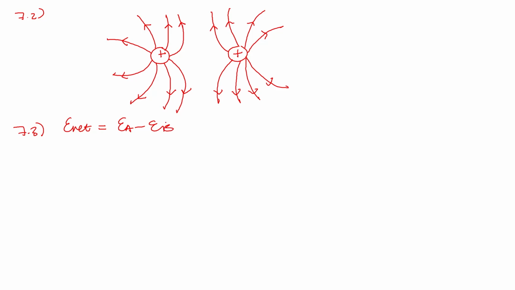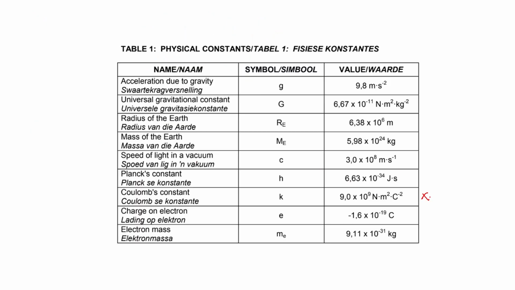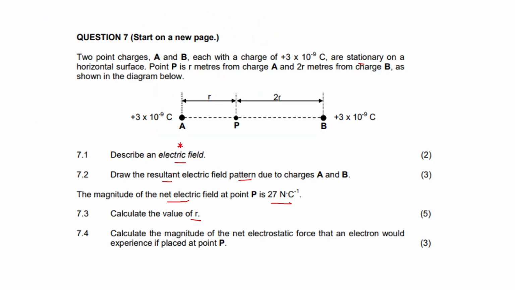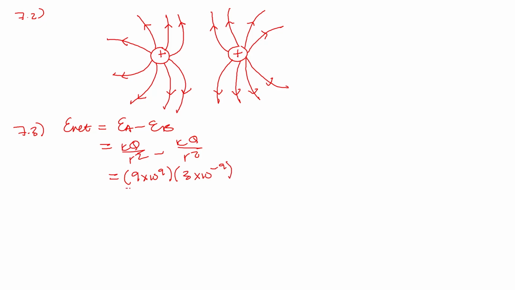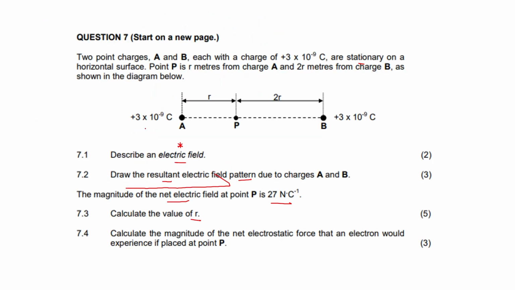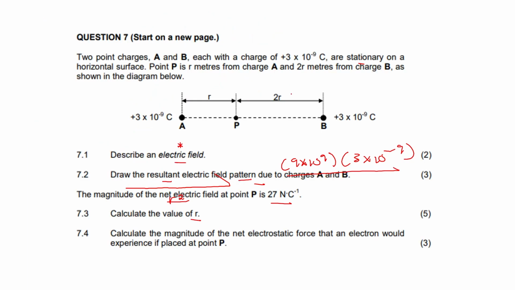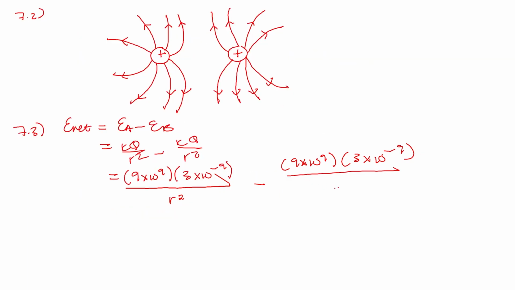Then obviously I'm going to have to calculate that electric field of both. So you can write down your formula for both, and you jot in your charges. K is a constant, the Coulomb's constant, 9 times 10 to the power of 9. And A's charge, they've given us both, is positive 3 times 10 to the power of negative 9. The distance from A to P is R, so it's divided by R squared, minus the same calculation on this side. The only thing that will be different will be the distance, because the distance between P and B is 2R. So this will be 2R squared.